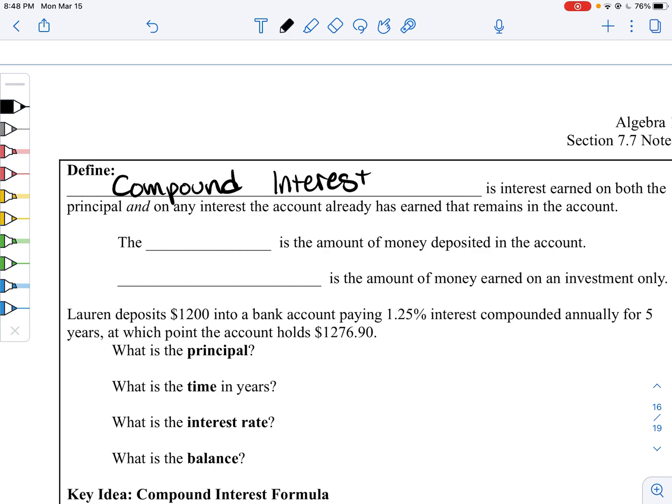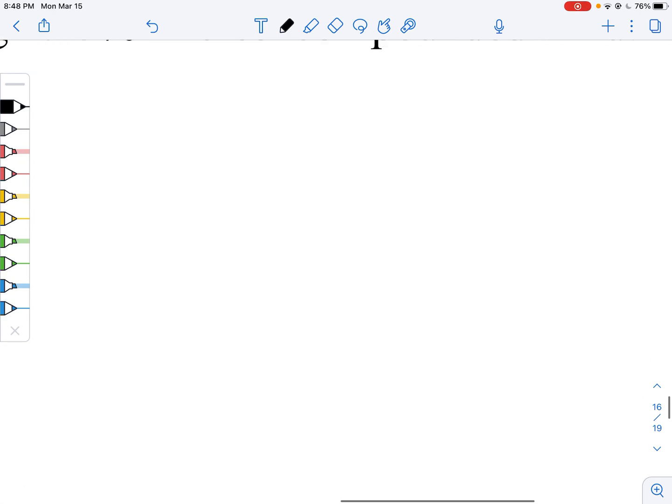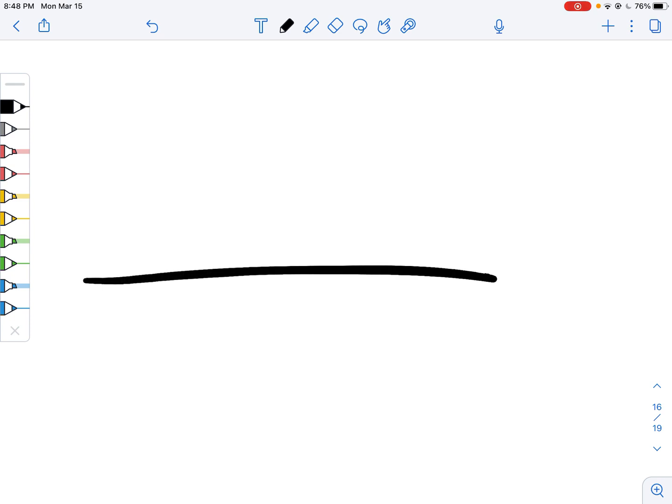So basically what happens is you have a certain amount of money in your account. Okay, let's say you have this much money, and then you earn a little bit of interest on it.